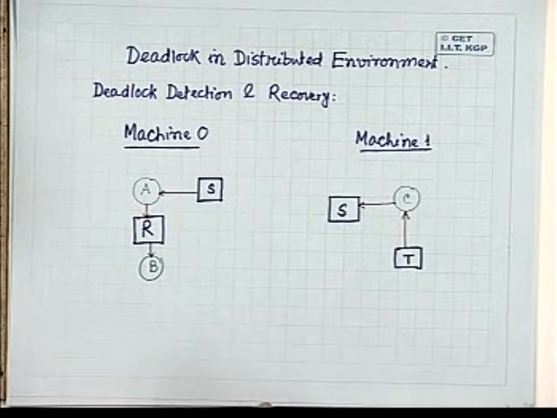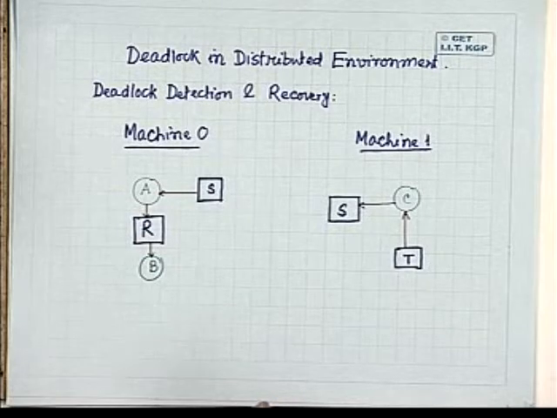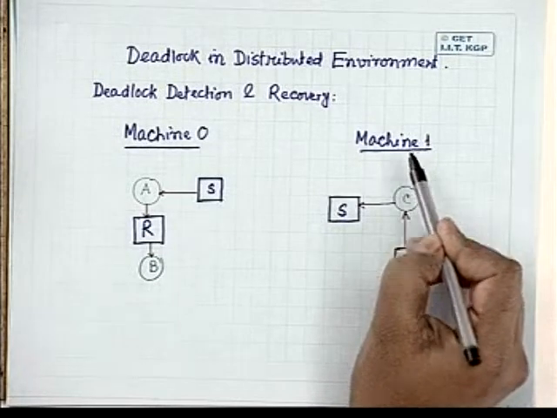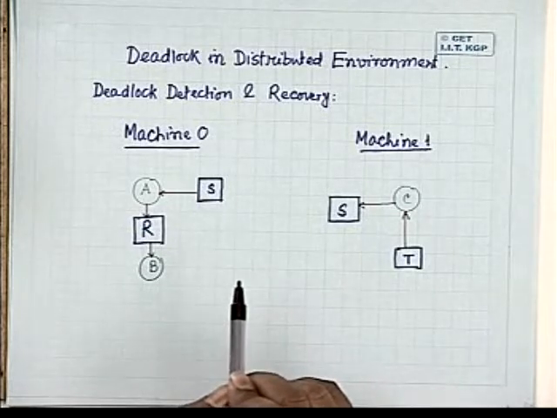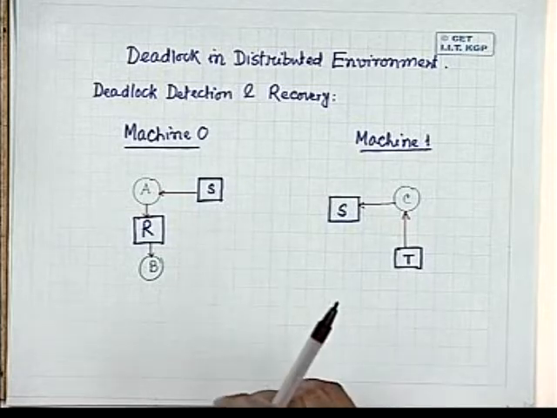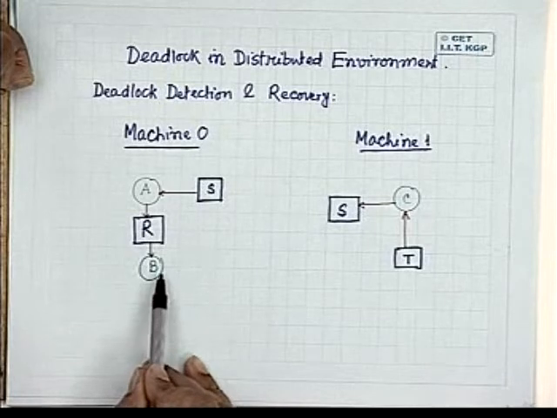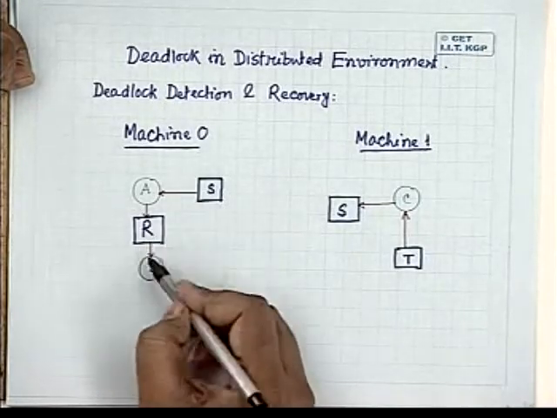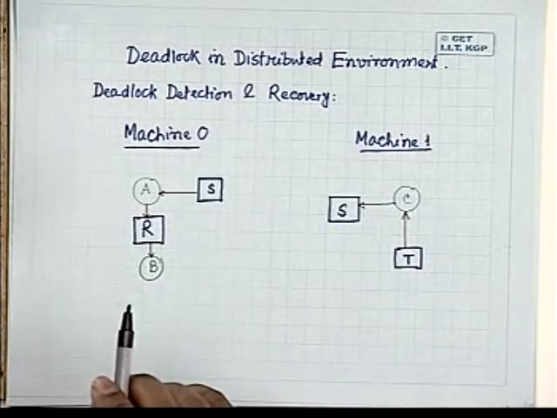The central coordinator will get the message after some delay, right? So it may so happen that the message from machine number 1 reaches the central coordinator before the message from machine number 0. That is a possible situation. The message from machine number 1 regarding generation of a request edge from B to T reaches the central coordinator before the message from machine 0 that deletion of edge from R to B.